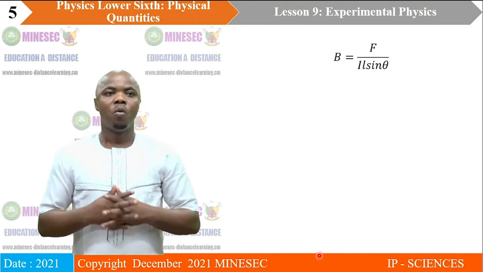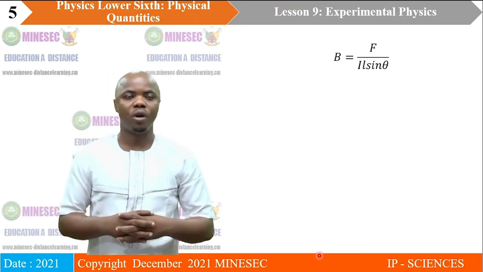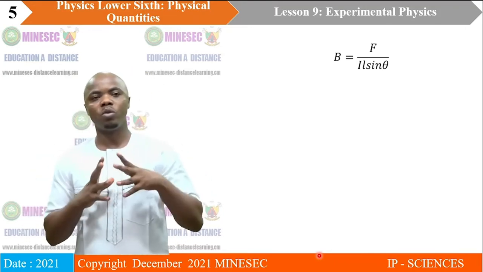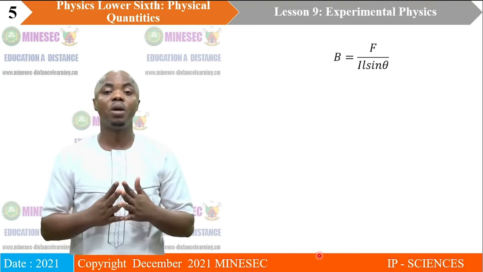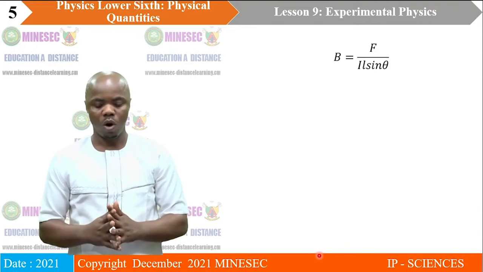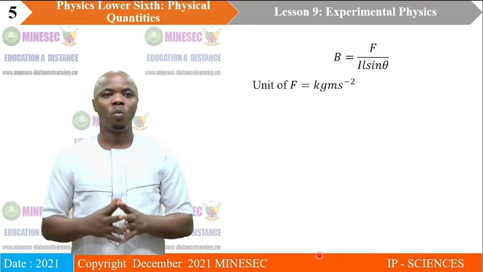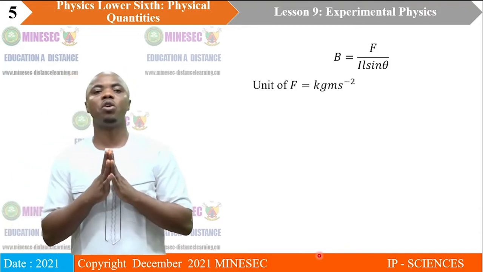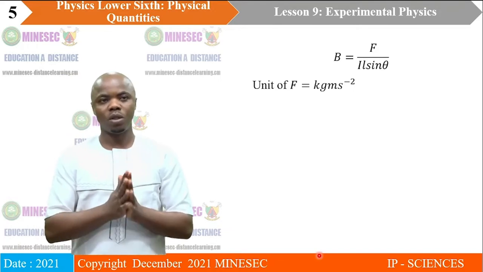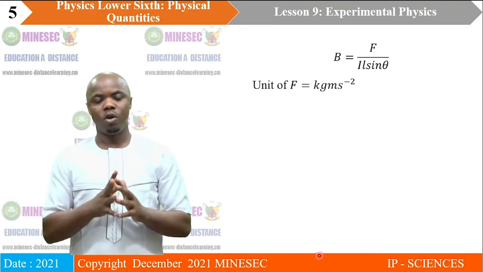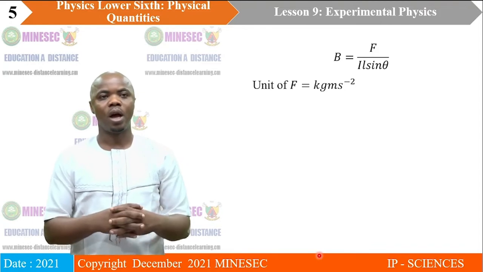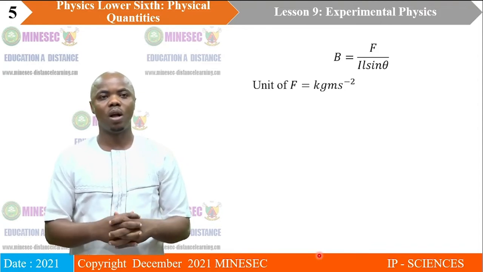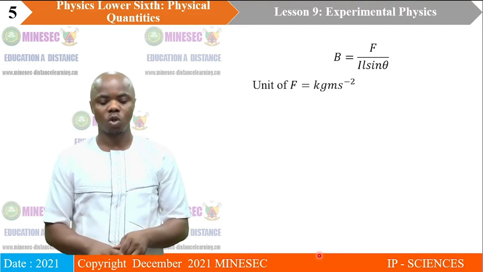Now, we have the equation F equals B I L sine theta. We want to determine the units of B. The first thing we do is to make B the subject. Once we make B the subject, we look for the unit of each quantity. What's the first quantity? Force. The unit of force can be obtained from the unit of mass times acceleration, and that becomes kilogram meters per second square.